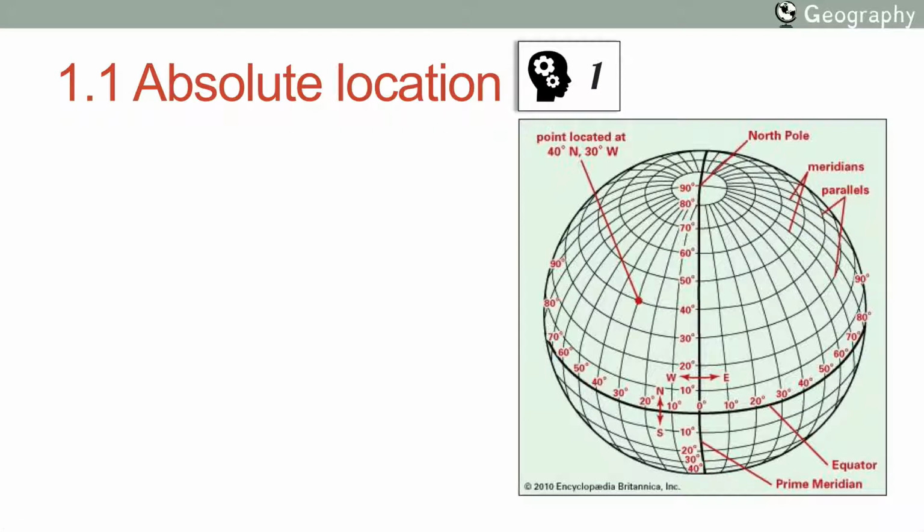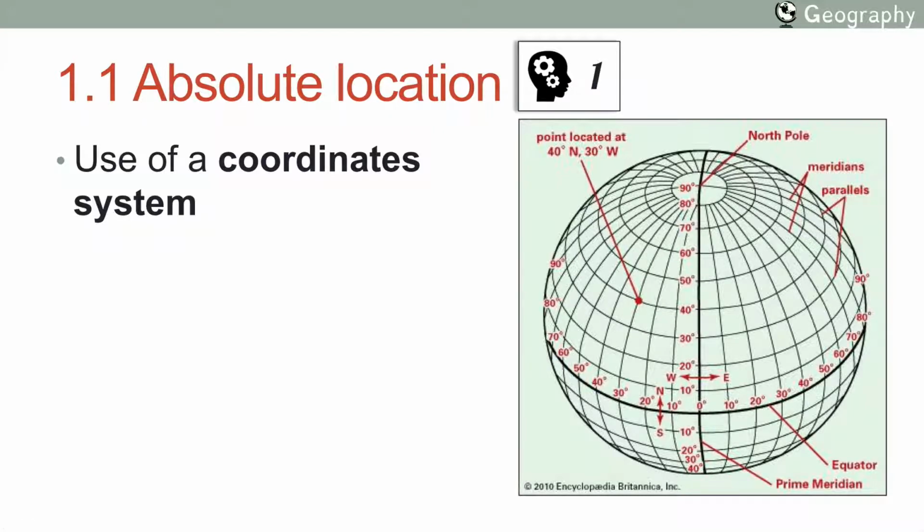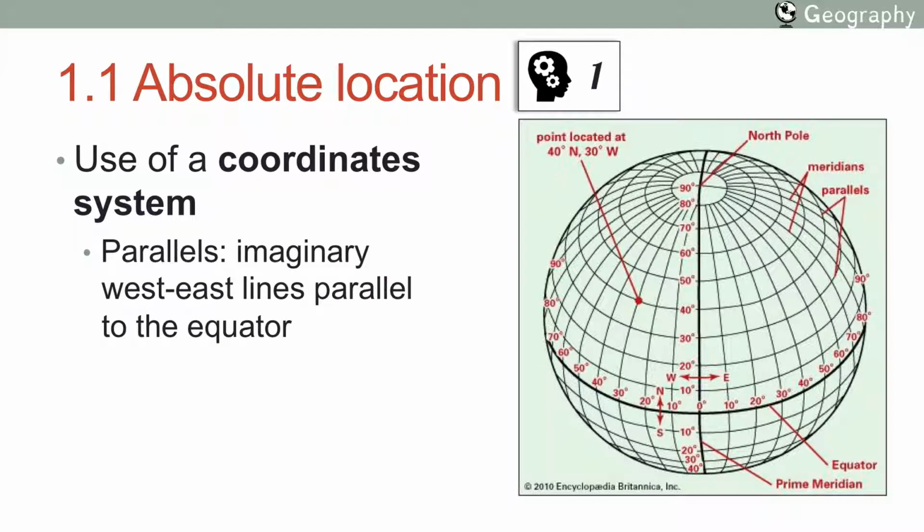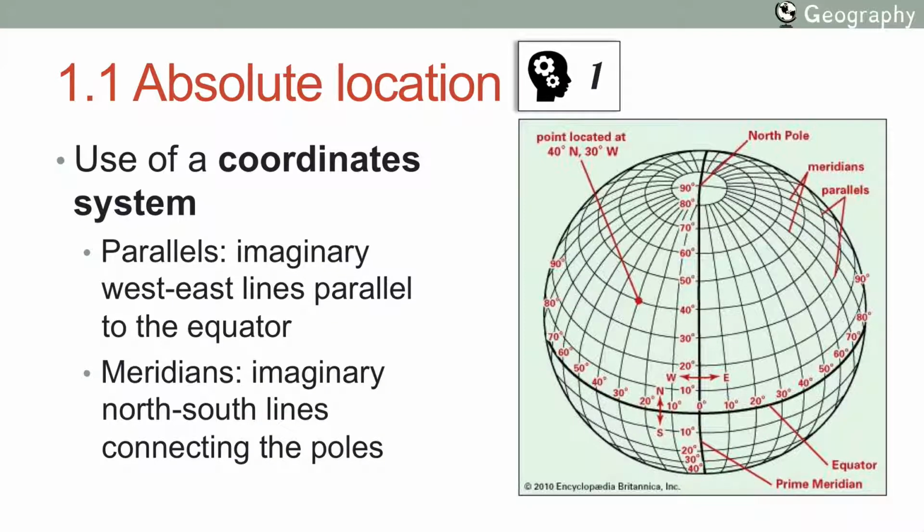To locate a place absolutely, we are using a coordinate system. You can see it here, we are crossing two coordinates. For this, we need to draw some imaginary lines around the globe. The first ones we draw are called the parallels, because they are parallel to the equator, and they extend from the equator to the poles. The second set of lines cross the parallels at a 90-degree angle. We call them the meridians. They are imaginary north-south lines connecting the poles.